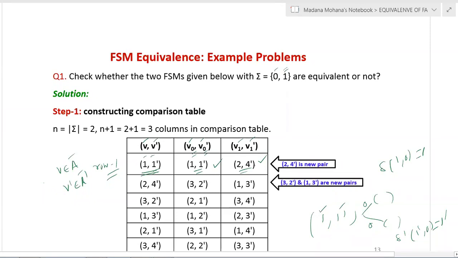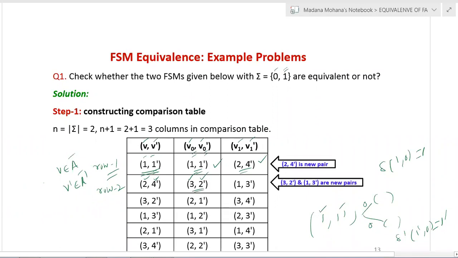So now you can include this pair in column 1 of row 2. So this is row 2. Now we have to include 2 comma 4 dash. Repeat the same process used in row 1, that is column 2 on input 0, then column 3 on input 1. You can find out the values. Now see 2 comma 4 dash on input 0. That means from state 2 on input 0, you will get state 3. Then from state 4 dash of the second machine, on 0, it is going to 2 dash. So again the pair is 3 comma 2 dash.